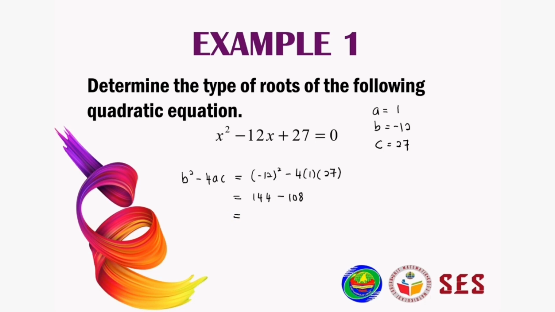And we find the value of our discriminant equals to 36. Now, this value is greater than 0. Therefore, our quadratic equation x squared minus 12x plus 27 equals to 0 has two different real roots.